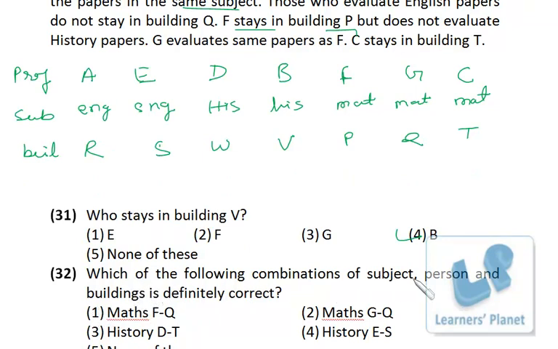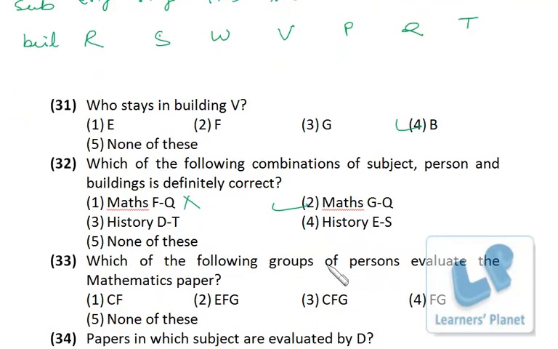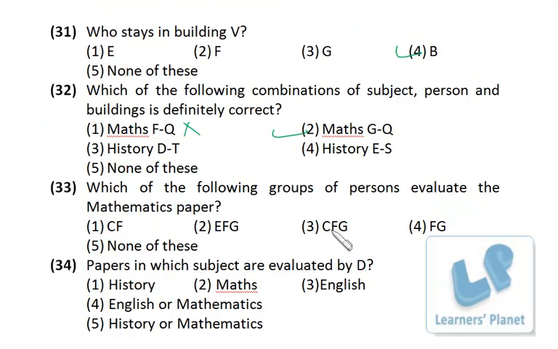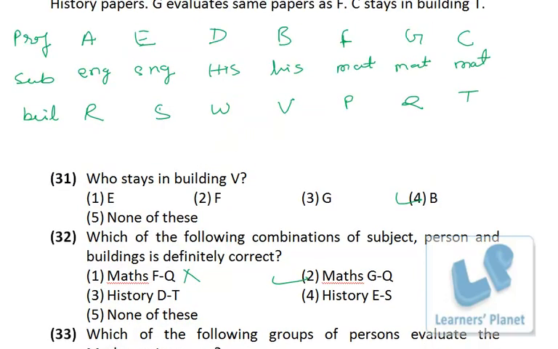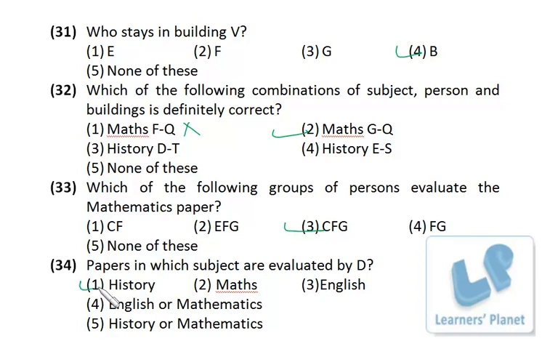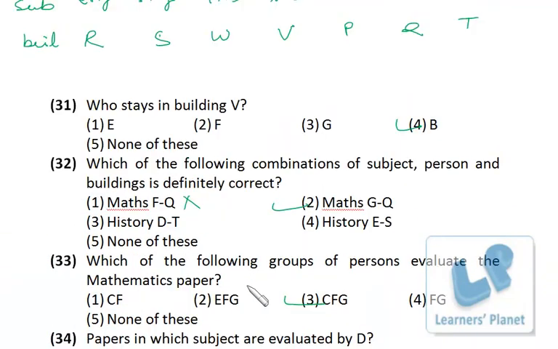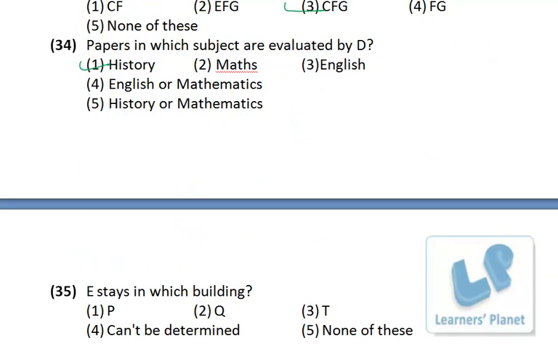Which of the following combination of subject, person and building is definitely correct? Maths F Q, wrong. Maths G Q, that is definitely correct. No need to see further. Which of the following groups of persons evaluate the mathematics paper? Mathematics is F, G, C. Papers in which subject are evaluated by D? D evaluates history, that's for sure. No need to go for this or and or. Then E stays in which building? E, building S. So that is none of these.